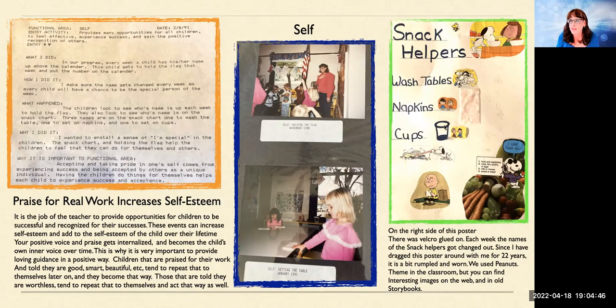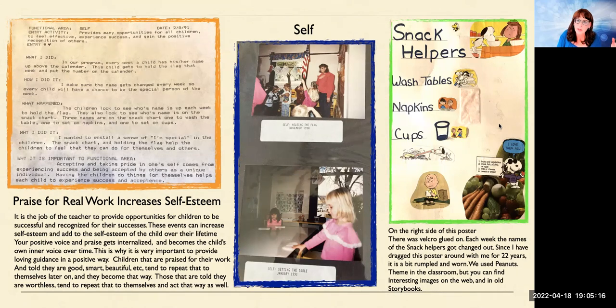And here I have a snack helpers chart. I hope you can see it, where it says wash tables, napkins, which is put on napkins, and cups. And so each thing was a name, and you can see there's the old glue that held the Velcro, but there's Velcro, and then we had a name of every child in the class. So every week there would be 3 new names on the snack helpers chart.